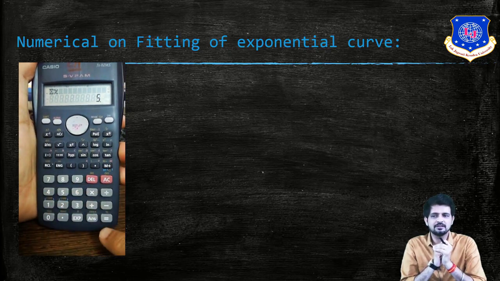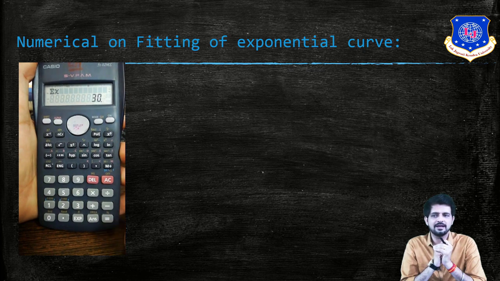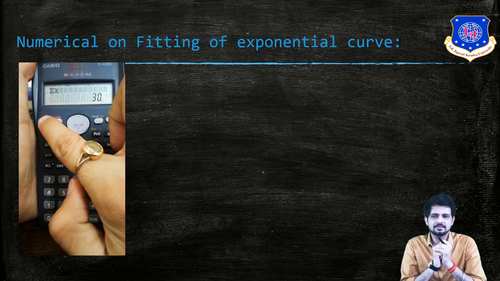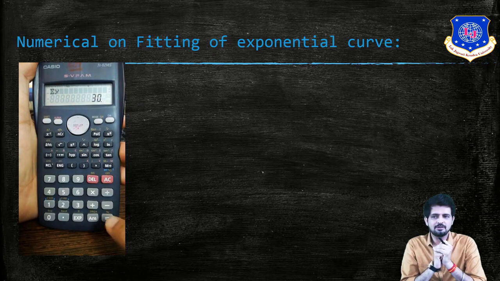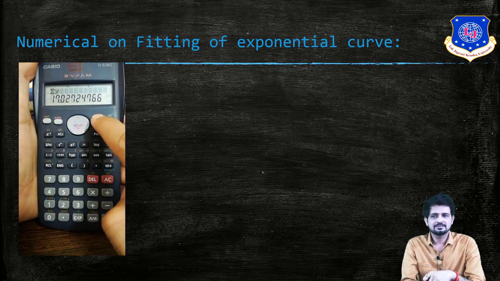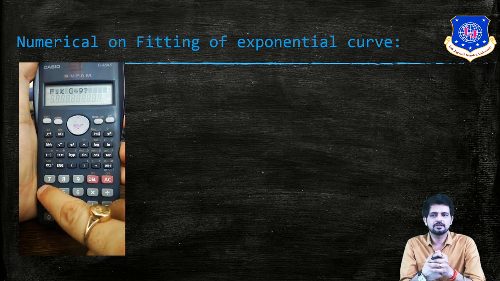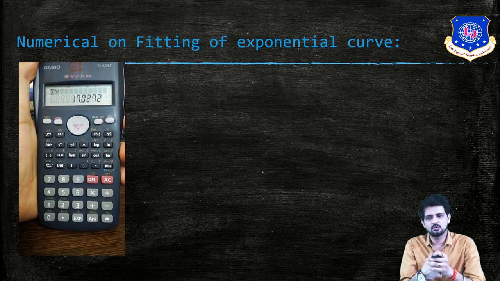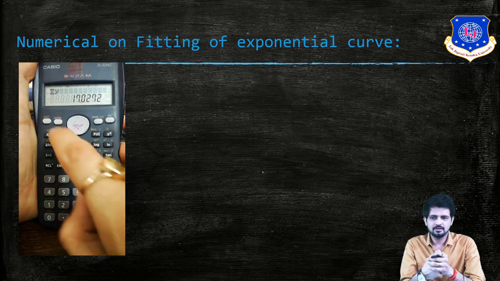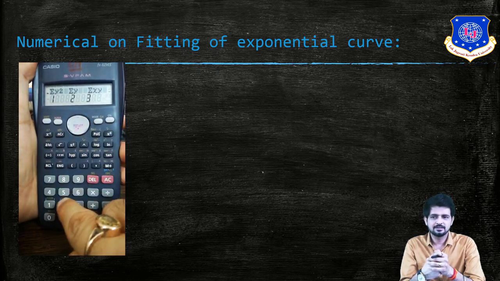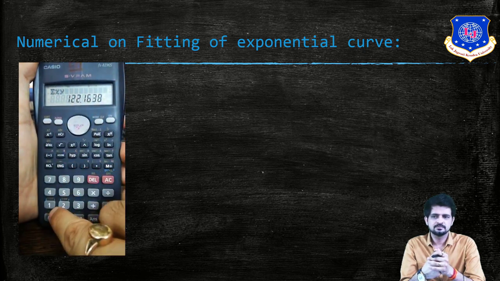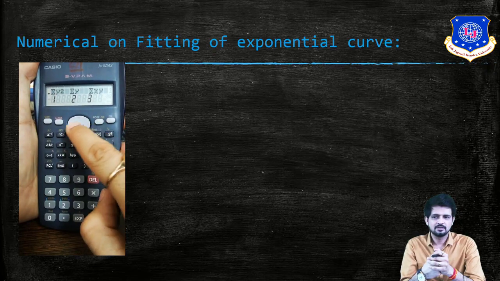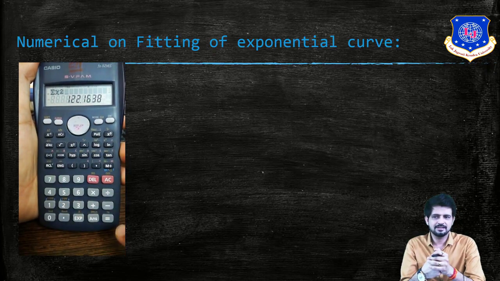Then shift, then 1. Then which 4 values we require? We require sigma x. So what is the value of sigma x? Sigma x is equal to 30. Then the value of sigma Y is 17.0272, but we have to fix 4. Then I have to find the value of sigma xY, shift 1, sigma xY equals 122.1638. Then my fourth value is sigma x square. Okay, sigma x square, press 1, then equal to.